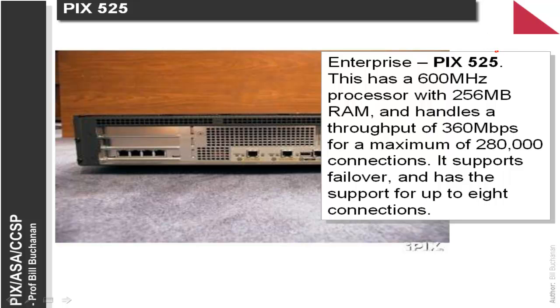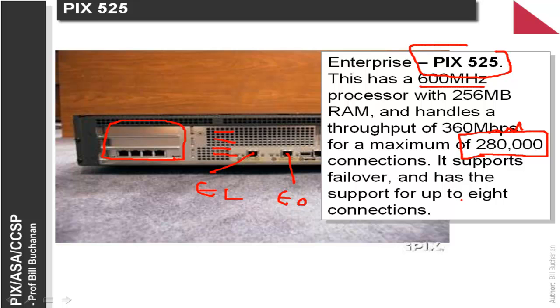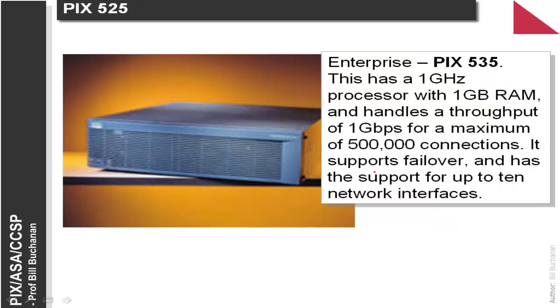The level above is the PIX 525, where we have again a faster processor. We have more scope for extra connections apart from our 2, Ethernet 0 and Ethernet 1, and we can have up to 280,000 connections at a time. The thing about a PIX is that a PIX tries to remember all the connections and the state that they're in, so each of these connections takes up some amount of memory in the actual device. Overall, it can support up to 8 interfaces.